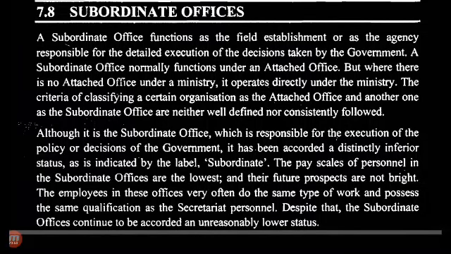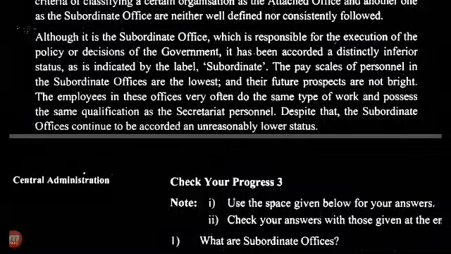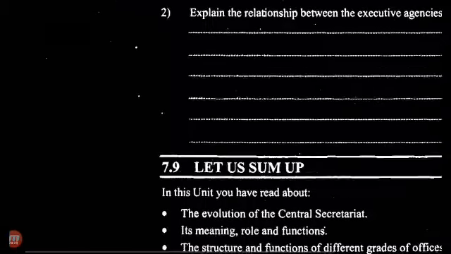Although it is the subordinate office which is responsible for the execution of the policy or decisions of the government, it has been accorded a distinctly inferior status as is indicated by the level subordinate. The pay scales of personnel in subordinate offices are the lowest and their future prospects are not bright. The employees in these offices very often do the same type of work and possess the same qualification as the secretariat personnel. Despite that, the subordinate offices continue to be accorded an unreasonably lower status.